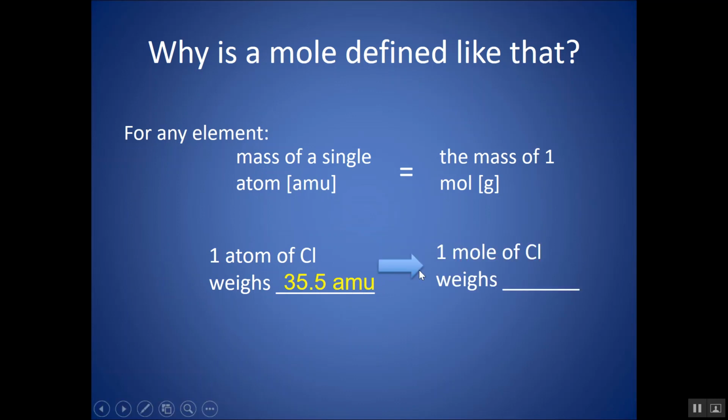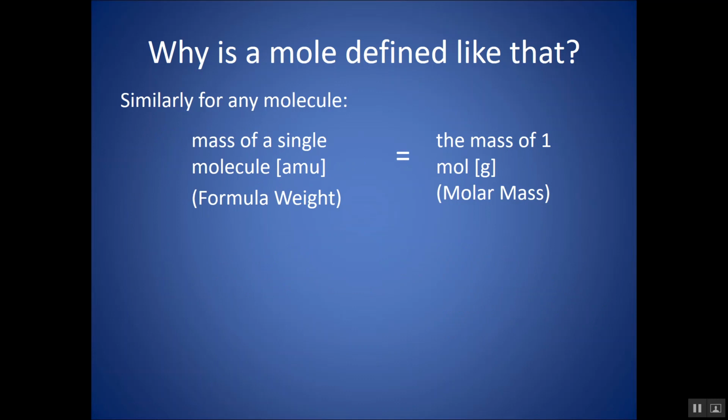If we scale up, 1 mole of chlorine weighs 35.5, that same number from the periodic table, but in grams. So awesome, I can still use all those masses on the periodic table, but put grams after it. This mole of chlorine not only weighs 35.5 grams, but it contains 6.022 times 10 to the 23rd chlorine atoms, Avogadro's number.